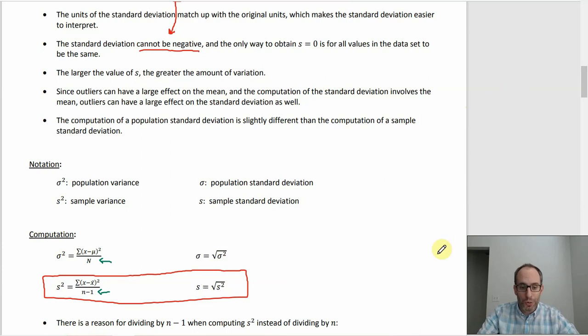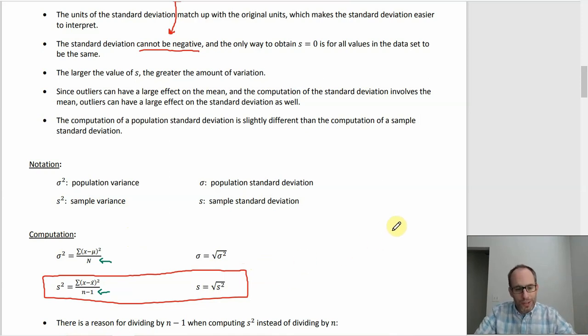I know there's a mu in one and an x bar in the other, but that's because the population variance would be computed based on the population mean. That's what the mu is. And then the sample variance would be computed based on the sample mean. That's what the x bar is, right? And then if you needed a standard deviation, there isn't a direct way to get there. You would have to compute the variance first and then take the square root. So if you're going to compute a sample standard deviation, you compute s squared, you figure out what that is, then in order to get s, you just take the square root of it. That's the way you have to do it.